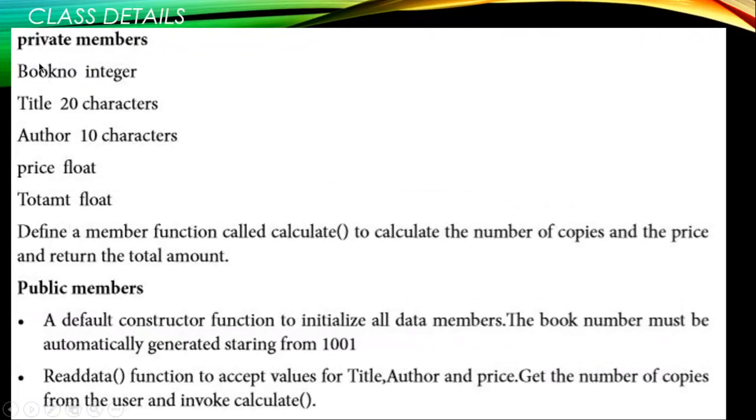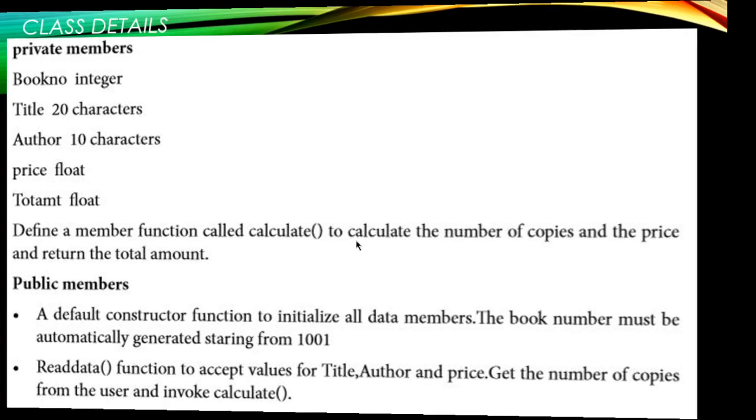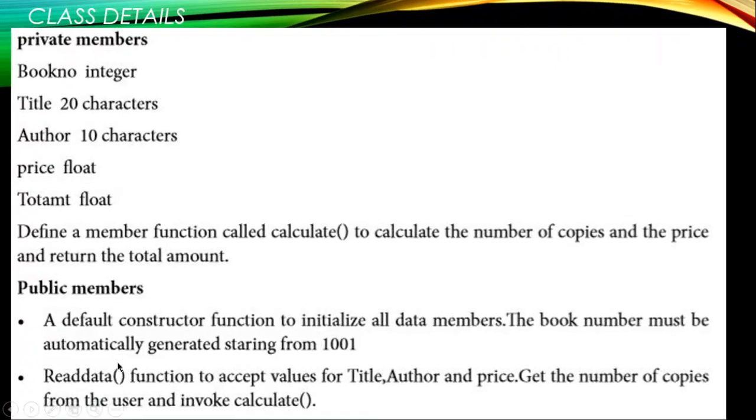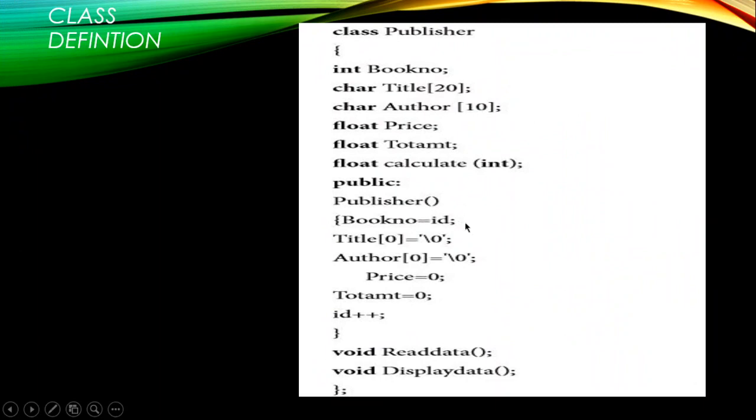So the class details are as given, and we have developed the class as per the details given here. Book number is integer, title is character, author is 10 characters, price is float, total amount is float, and all those things. We are also asked to create the calculate function, define the read data function, and also create the write data function. Everything is given as class details, and based on this only we have defined this class. So class publisher has all the variables: book number, title, author, price, total amount, and calculate.